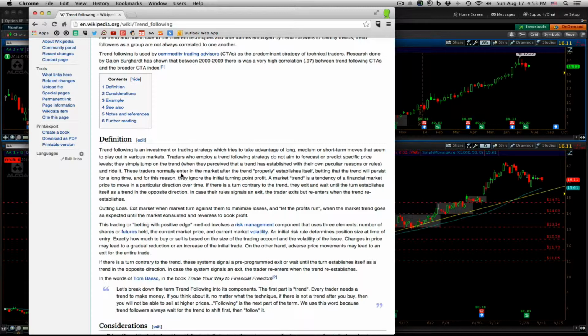These traders normally enter markets after the trend properly establishes itself, betting that the trend will persist for a long time, and for this reason they ignore the initial turning point profit. Meaning, we're not looking to get in at the bottom, and we're not looking to get out of the top. We're looking to get that big chunk in the middle, which could be 20%, 30%, 10%, 15%, whatever it works out to be. That's what we're looking to do. And then it also goes on to say, cutting losses. Exit a market when the markets turn against them, to minimize losses and let the profits run when the market goes as expected until the market is exhausted and reverses to book profit.